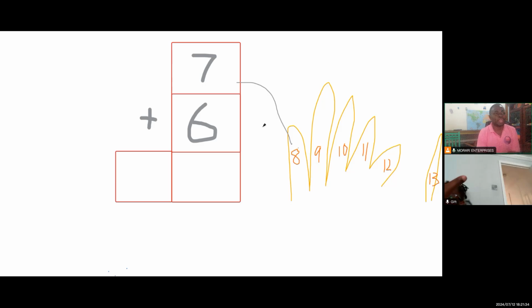So how do we make 6? Because we want to add 6 to 7. So we say 5 and 1 make 6. 5 and 1 make 6. So 6 in my pocket. Now let's add 6. 7 in my pocket. Sorry, 7 in my pockets.